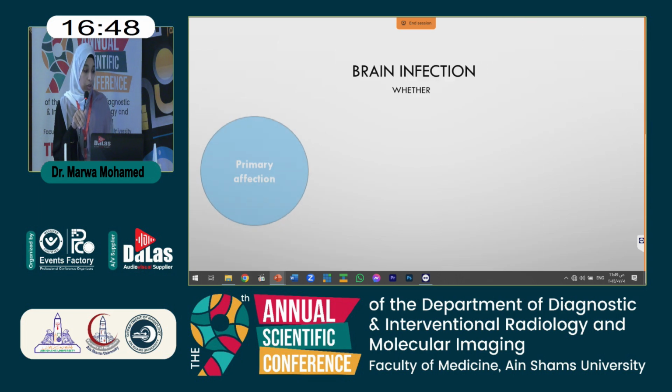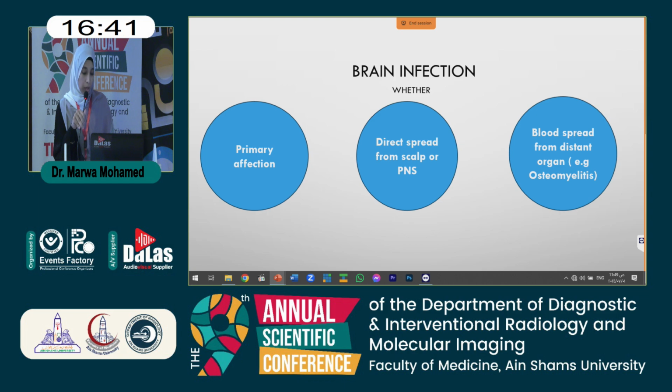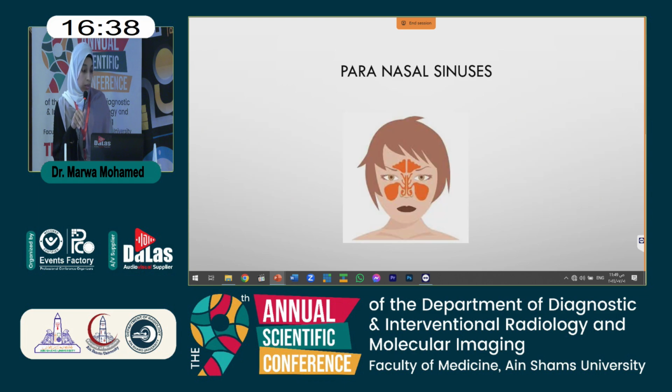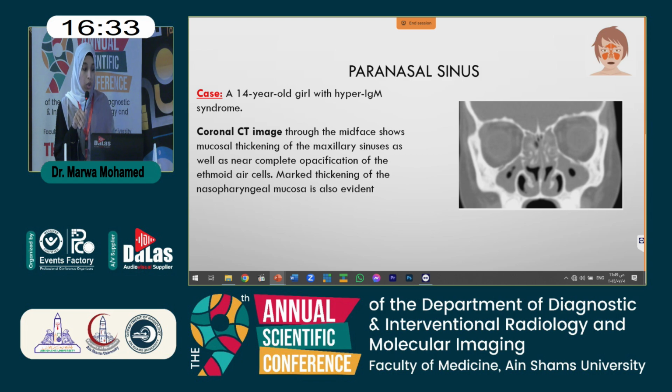So, brain infection, whether primary affection, direct spread from scalp or paranasal sinuses, or blood spread from distant organs as osteomyelitis. Second system, paranasal sinuses. Case 1. A 14-year-old girl with hyper IgM syndrome. Coronal CT image through the midface showed mucosal thickening of the maxillary sinuses as well as near complete opacification of the ethmoid air cells. Marked thickening of the nasopharyngeal mucosa is also evident. The final diagnosis was sinusitis.